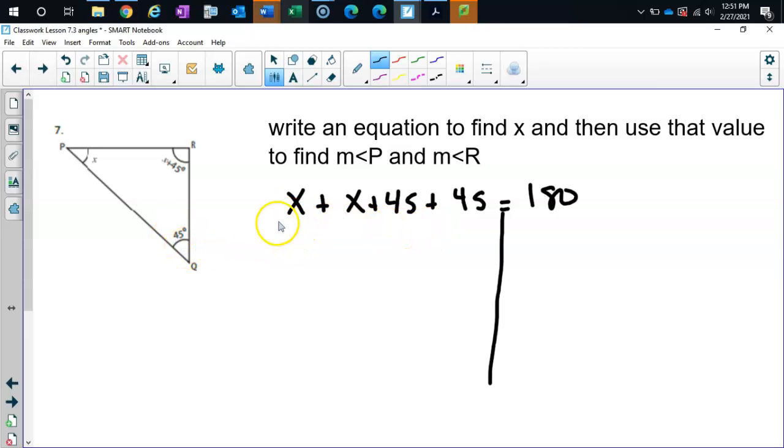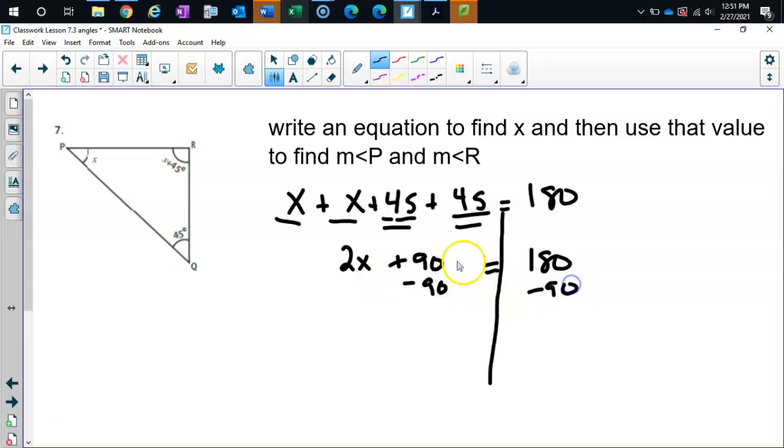Now, let's solve this. Simplify this left-hand side. X plus x is 2x. 45 plus 45 is 90. So 2x plus 90 equals 180. Subtract 90 from both sides, and I get 2x is 90. Divide both sides by 2, and you get x is 45.